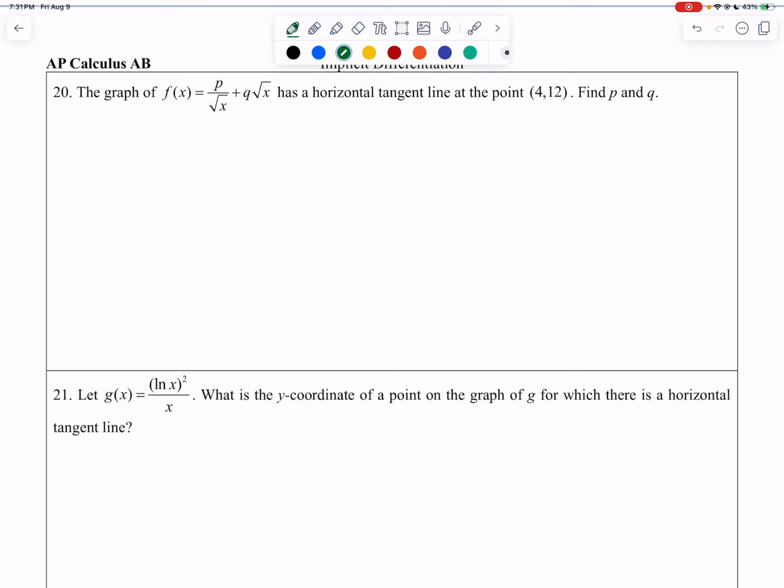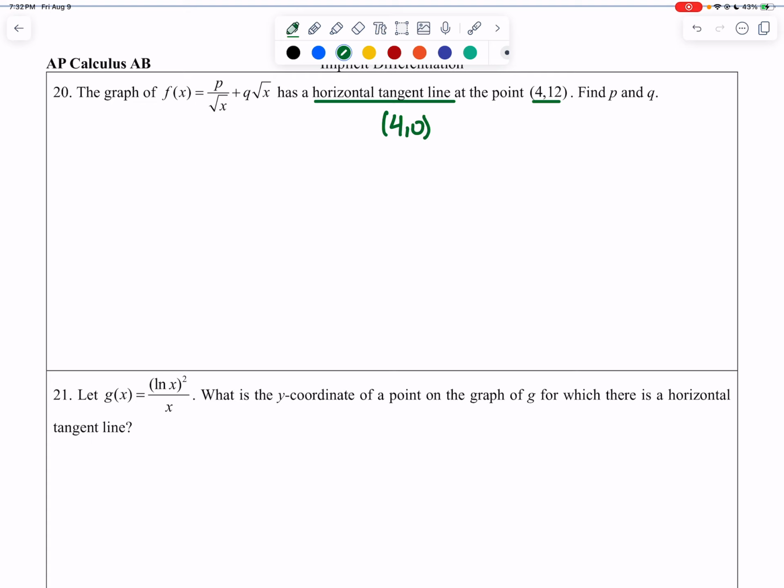For number 20, we want to find the graph of f of x equals p over the square root of x plus q times the square root of x, and it has a horizontal tangent line at the point (4, 12). So I know two things: I have a point (4, 12), and I have a horizontal tangent line. A horizontal tangent line means the derivative at 4 is 0, so I'm going to have (4, 0) as a point on my derivative function.